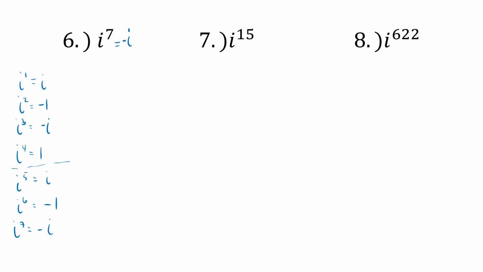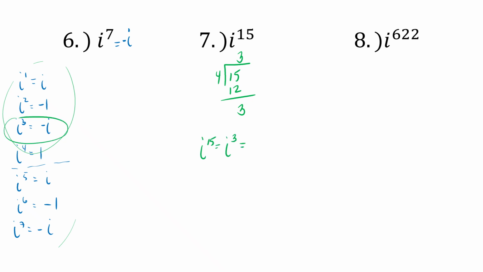But if somebody were to make those numbers much bigger, like 622, we do not want to have to go through all of that. So a faster way to do it is to take that exponent and divide it by 4. Okay, and that's just going to get all these groups of 4 out of the way, so we can figure out what's left over. So 4 goes into 15 3 times. 3 times 4 is 12, and the remainder is 3. So i to the 15th is i to the third, which we know is -i.